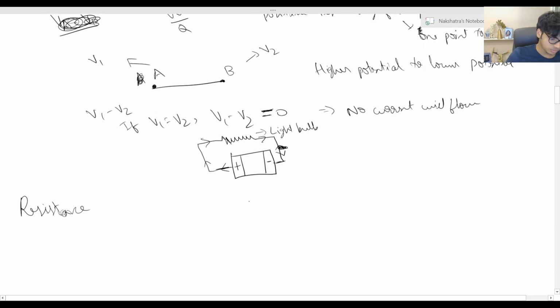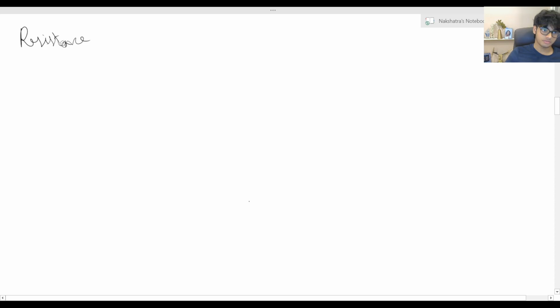Now we move on to resistance. Very important concept. I think it is the most important concept which is there, right? Everything they ask will be on the basis of resistance, right? Now resistance, I'm sure you all know, in ninth you must have studied, right? Resistance is the obstruction offered to the flow of current.